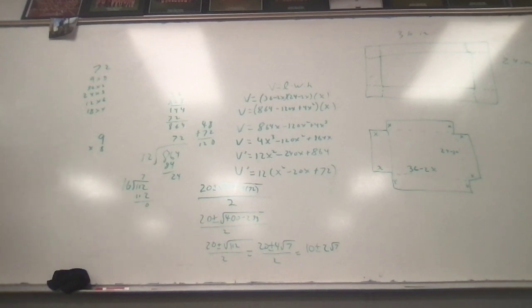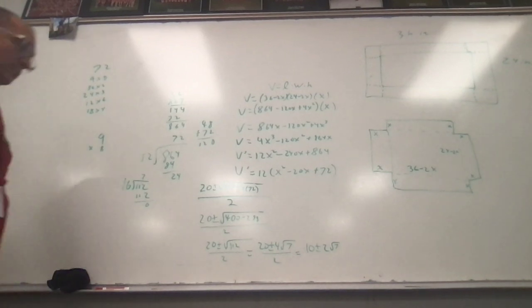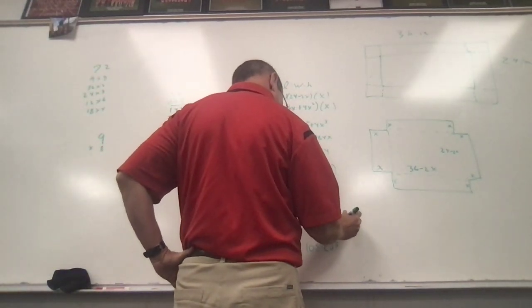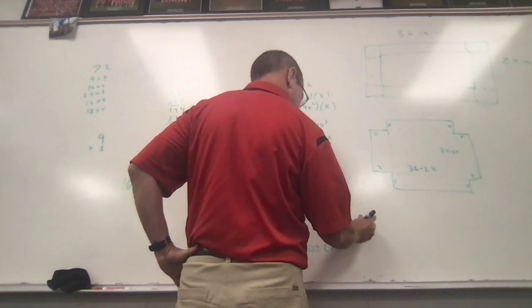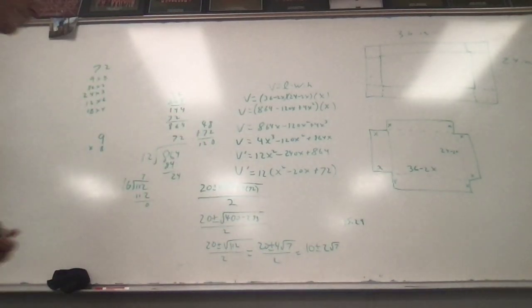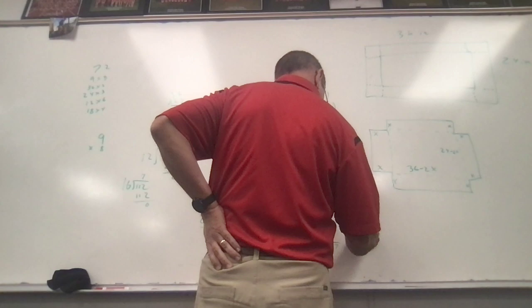So from there, I want you to think about which one of those would produce the maximum volume if we cut out the corner. So we've got 10 plus 2 square roots of 7, right? What is that approximately as a decimal? Let's go 2 decimal places here. 15.29. All right, what's 10 minus 2 square roots of 7? 4.71. So which one do you think is going to produce the greatest volume?